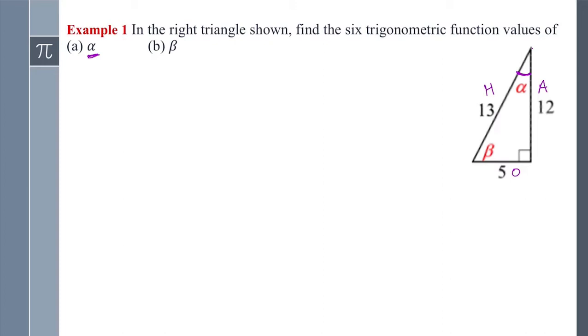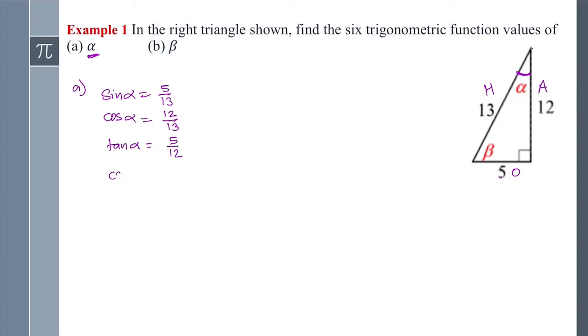Now we can find sine alpha. We know sine is O over H, so that is 5 over 13. Similarly, the next one, cosine alpha equals adjacent over hypotenuse, so here it is 12 over 13. Now let's write tangent of alpha. That is opposite over adjacent, which means 5 over 12.